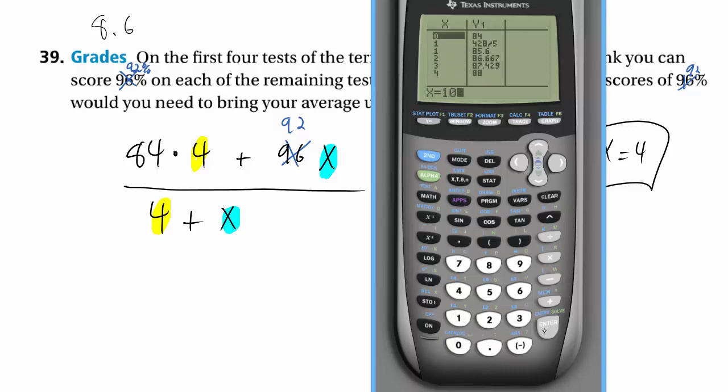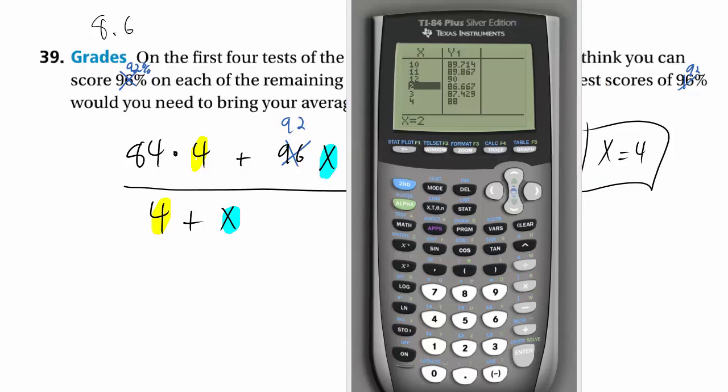So let me try 10. And it's like, oh, even 10 is not enough. 11, 12, and there we go. It would take me 12 92s to bring that up. Which makes sense because 92 is weaker, so it would take a lot more of those to compensate.